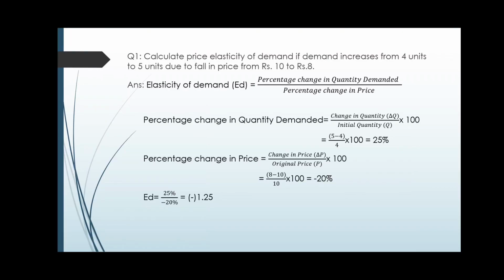So when we will put these two in this formula of elasticity of demand, we will get 1.25 as your answer, and this minus is mentioned to denote the inverse relationship between price and quantity demanded. That doesn't mean your answer is minus 1.25. Minus is there only to denote the inverse relationship of price and quantity demanded.